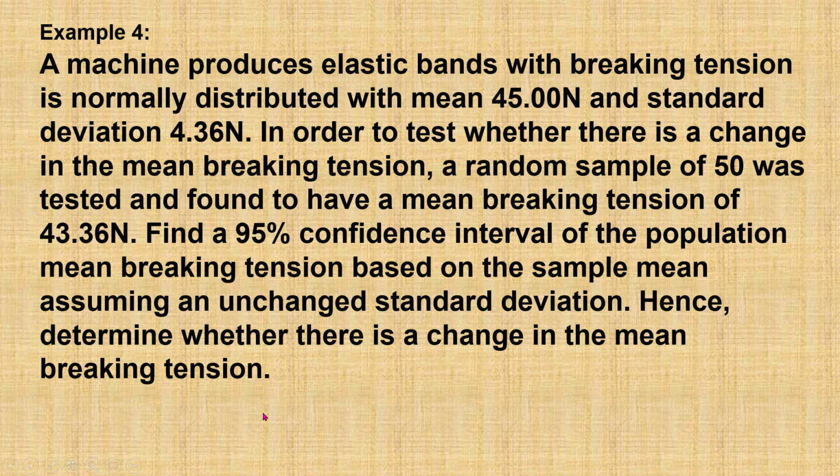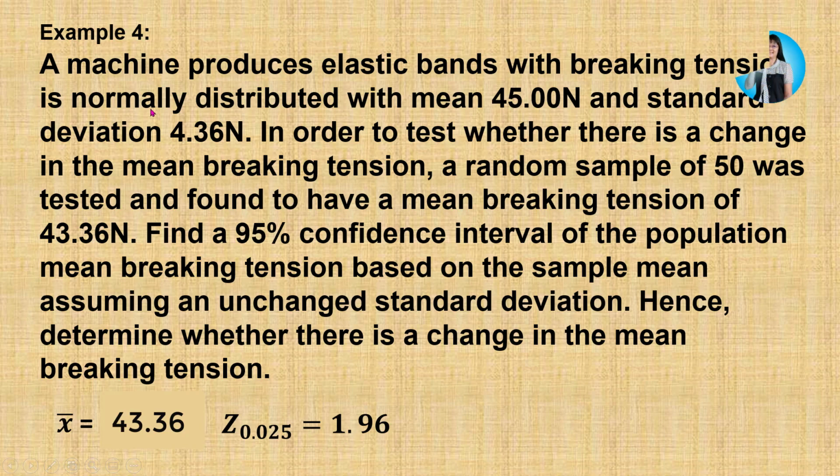From the question, we are given that the mean breaking tension is 43.36, that is x bar. Then under the 95% confidence level, alpha is equal to 1 minus 0.95, that is 0.05, and alpha over 2 is 0.025, so the z value is 1.96. We are also given the standard deviation is equal to 4.36, with sample size 50.